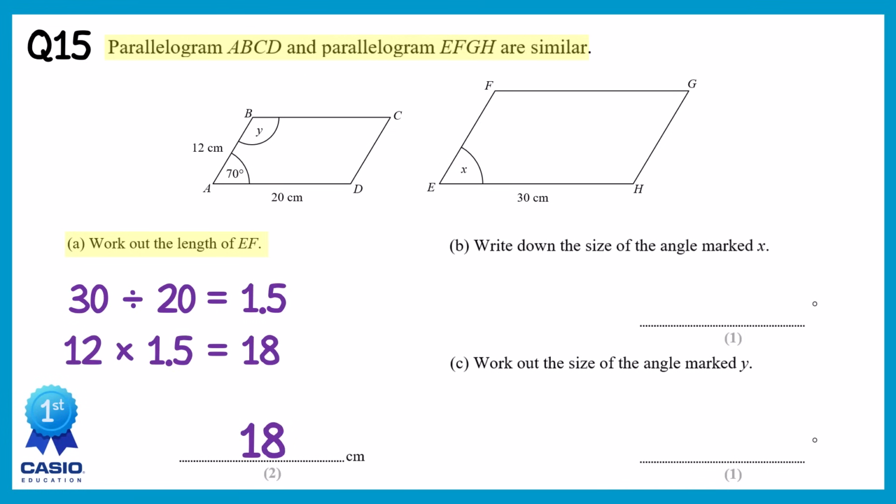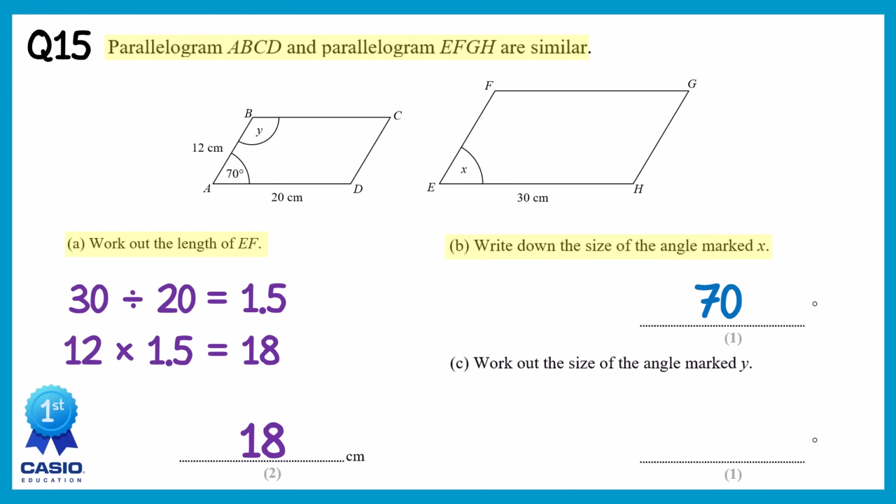In the second part, we need to write down the size of the angle marked X, which is this one here. Since this shape has been enlarged, that angle will actually just be the same as this one. The angle doesn't change size when you do an enlargement, so the answer is just 70.